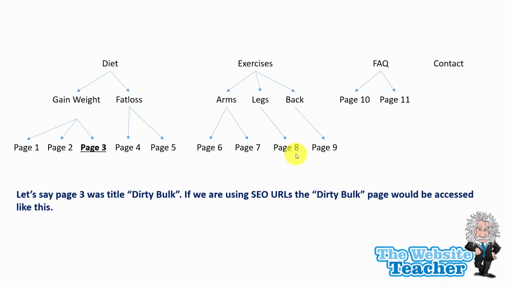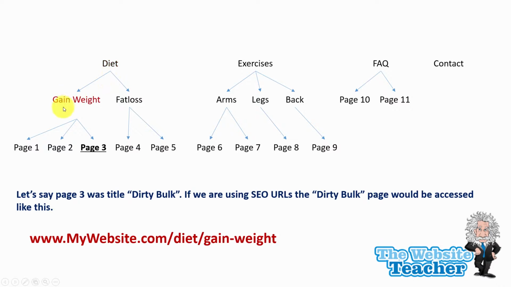So to give another quick example, let's have a look at page 3. Let's say this was called dirty bulk. We would access page 3 from mywebsite.com followed by /diet, followed by /gain weight, and then finally /page 3, which is dirty bulk. So diet, gain weight, dirty bulk. So that's kind of how the structure works for categories. Your main categories will be directly after your website address. You don't have to show the main categories in the header, so you can structure categories however you want, but this is how I use them.